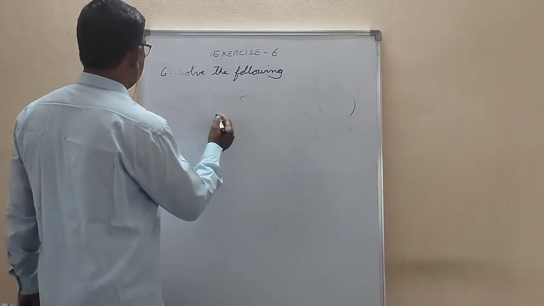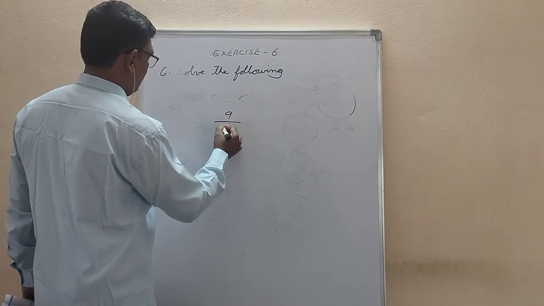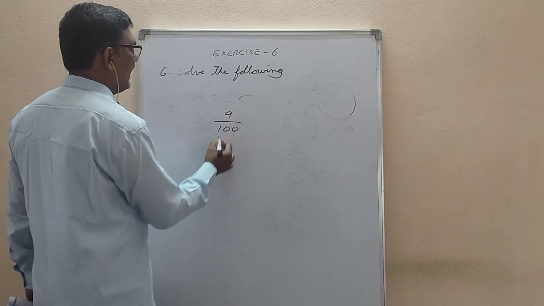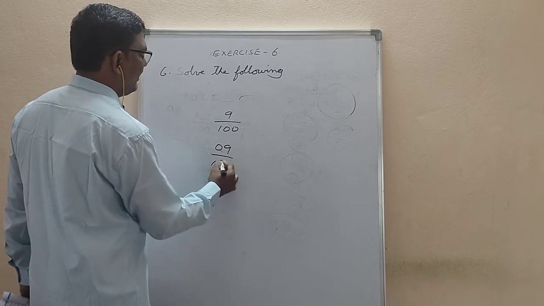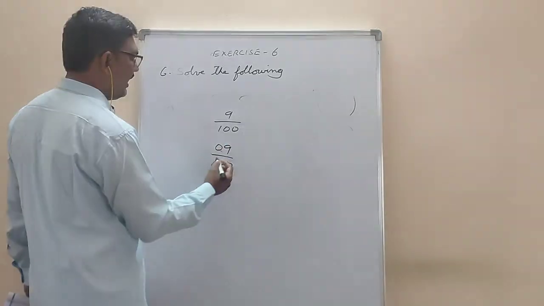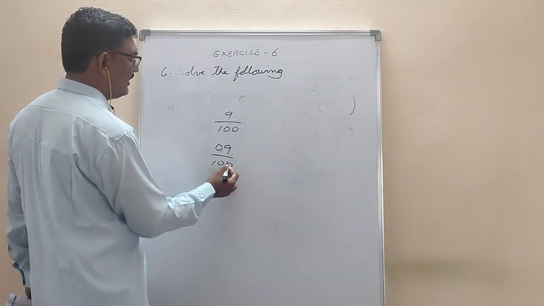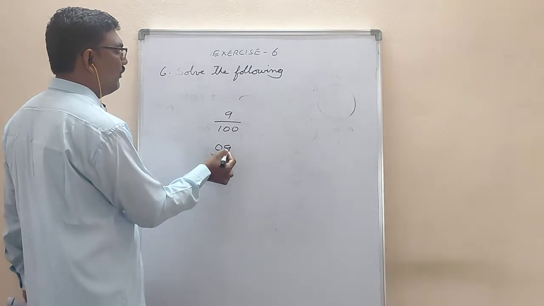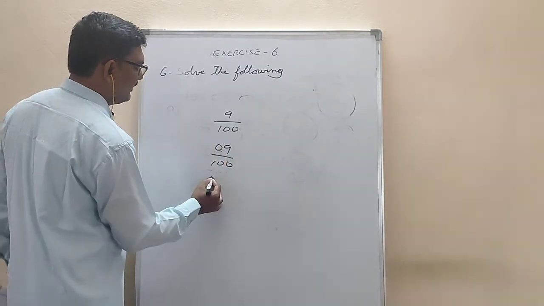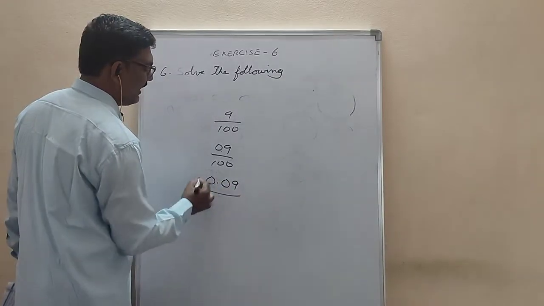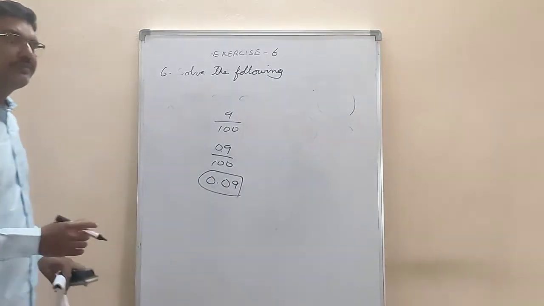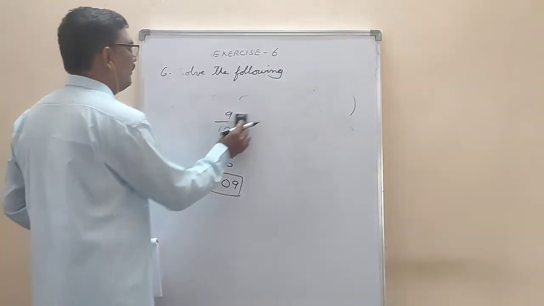In this problem, 9 by 100 is there. 9 you can write as 09 by 100. 09 by 100 has 2 zeros in the denominator. So before 2 digits you have to keep a point, means 0.09 is the answer. Okay, next we will go for the next problem.